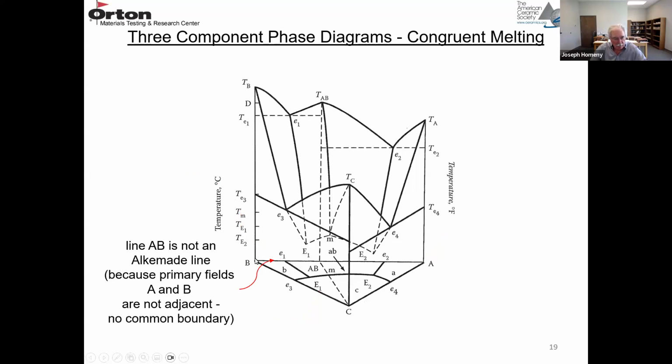But this line from A to B is not an alkemade line because the primary phase fields for A, which is A, and B, which is B, are not adjacent. They're separated by this other phase field, AB. So there's no common boundary. So it's not an alkemade line.